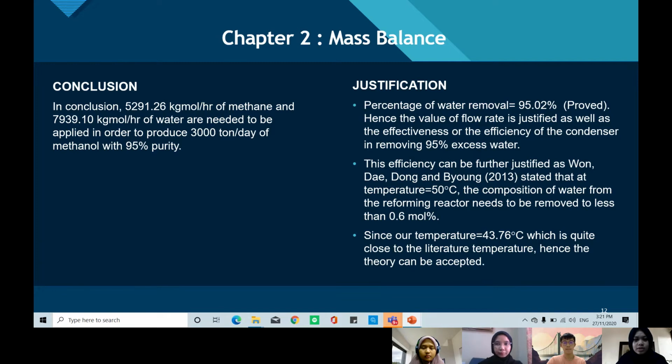For the justification, firstly, the percentage of water removal is 95.02%, which is proven. Hence, the value of flow rate is justified, as well as the effectiveness or efficiency of the condenser in removing 95% excess water. This efficiency can be further justified as Yi Dong and Byung 2013 stated that at a temperature of 50 degrees Celsius, the composition of water from the reforming reactor needs to be removed to less than 0.6 mole%. Since our temperature is 43.76 degrees Celsius, which is quite close to the literature temperature, hence the theory can be accepted.